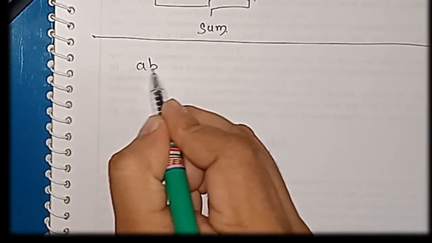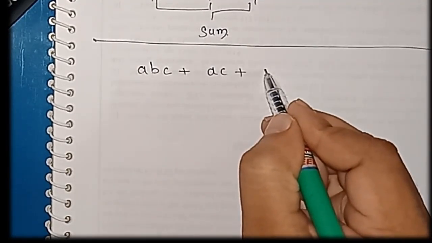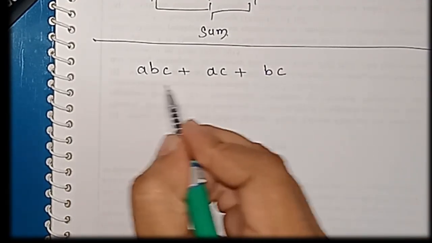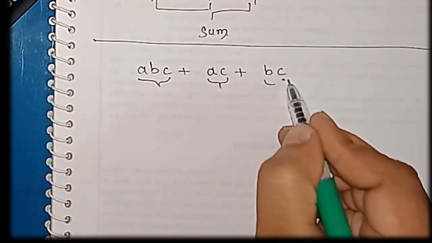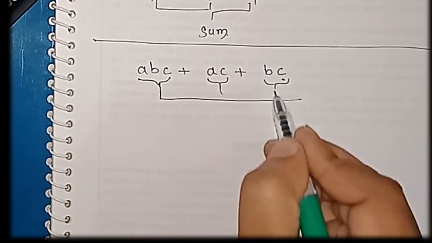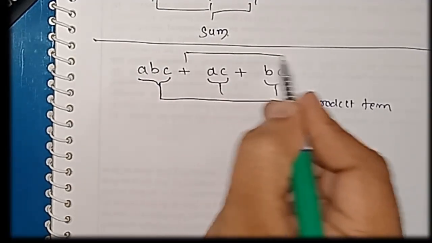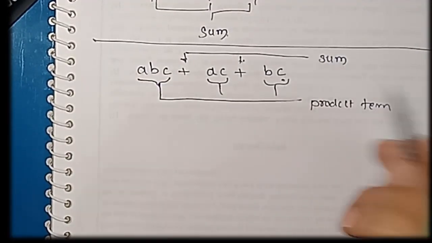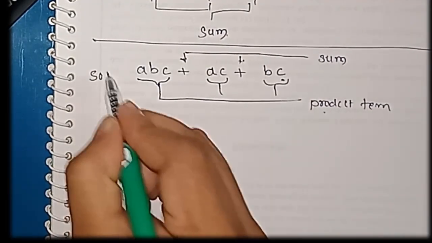Now consider one more example, like abc plus ac plus bc. This is SOP form. Here all these are product terms, and here we have taken the addition, which means sum. So it is a sum of the product terms. So this is an example of SOP.